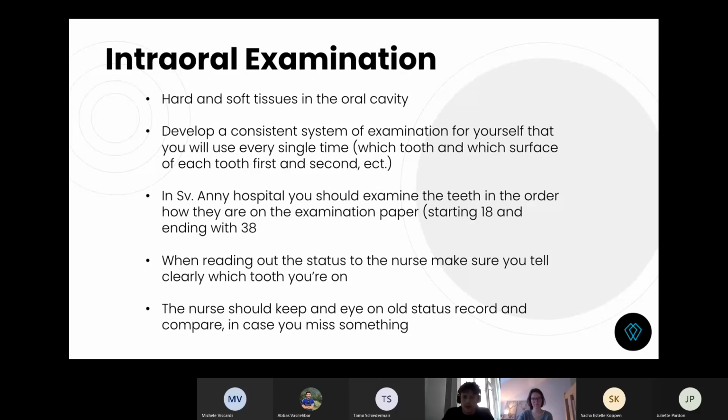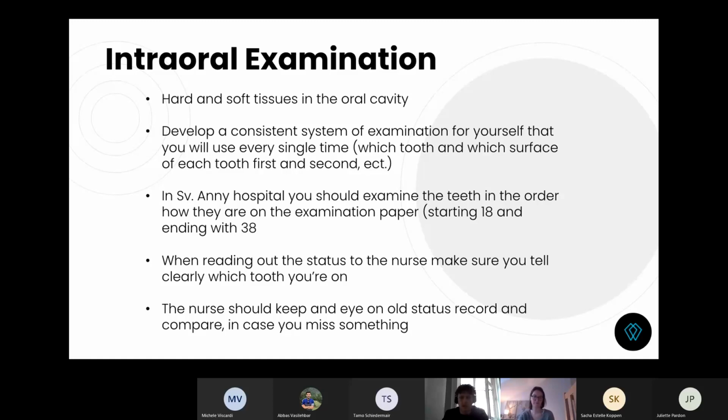Also, when reading out the status, keep in mind the nurse doesn't see what you see. They might stand next to you, but they don't always have the perfect view of the oral cavity. So always say which tooth you're on. I always just say the number. I say, okay, I start with the first quadrant, number 8, not erupted, number 7, filling, number 6, caries, and so on. And always say the tooth, even if there's nothing. Then I just say, okay, number 6 is healthy, and that's it.